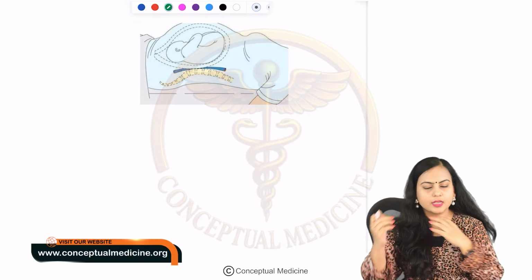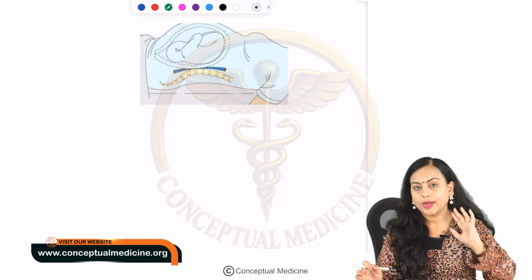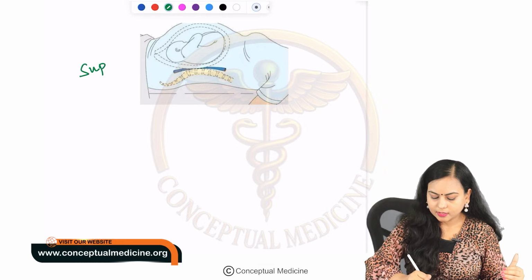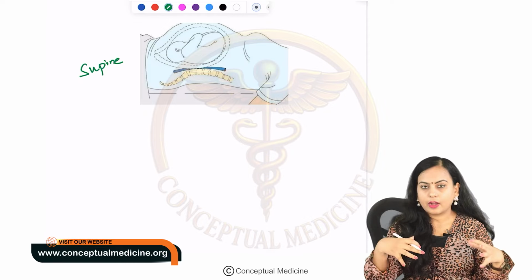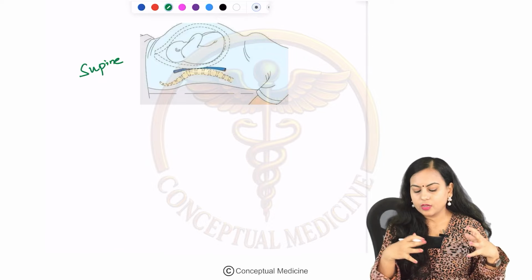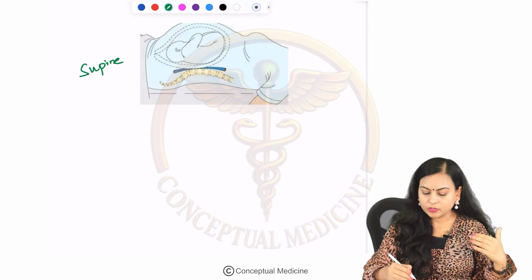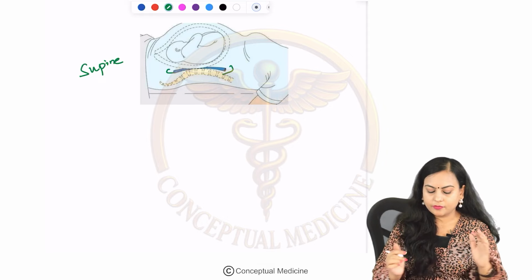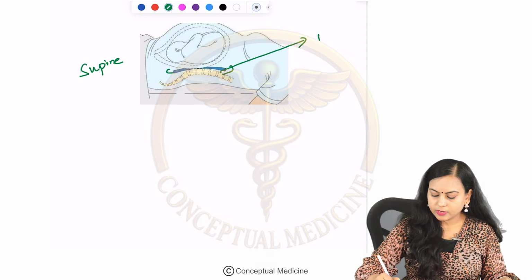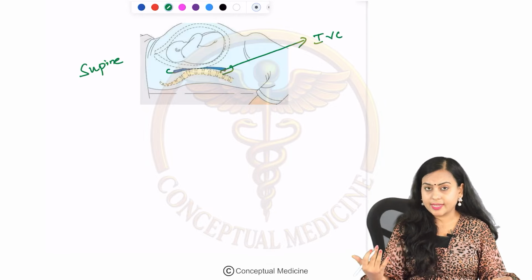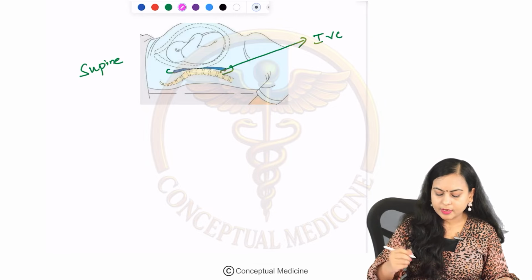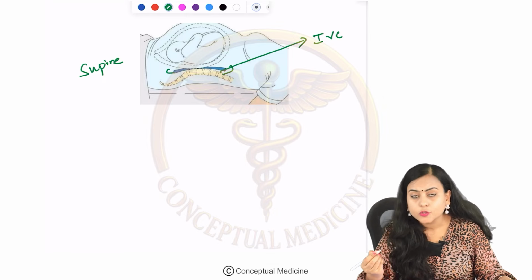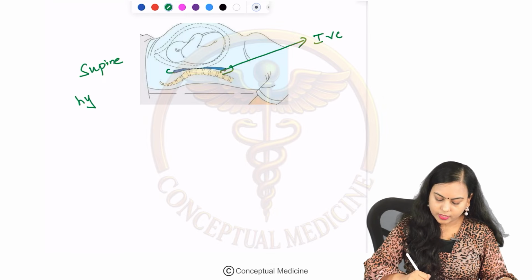You are able to see the mother is lying in the supine position and the fetus along with the uterus, which is having more weight now, is going to compress on this vessel. This vessel is nothing but your inferior vena cava. So this is your inferior vena cava and the patient is lying supine. So when this is happening, you will get a syndrome called supine hypotension syndrome.